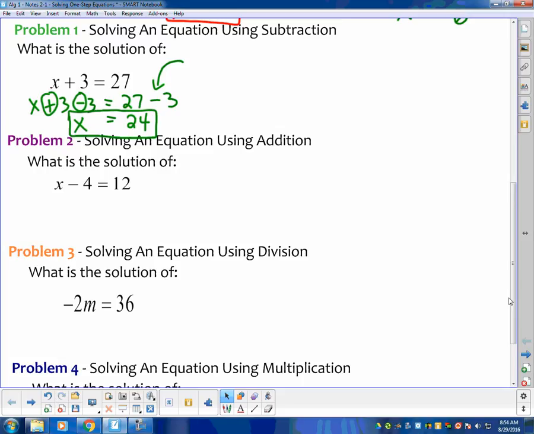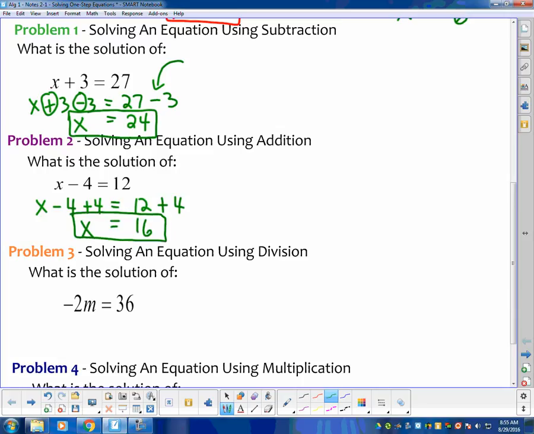Okay, so let's take one that has a subtraction sign in it. It says x minus 4 equals 12. The inverse operation of subtracting 4 would be to add 4. I should say at this time, it is okay to write it out vertically. That would be okay. Here we have x plus 0, or x minus 0 equals 16. I'll show you what I mean by that. Some students like to work vertically here.